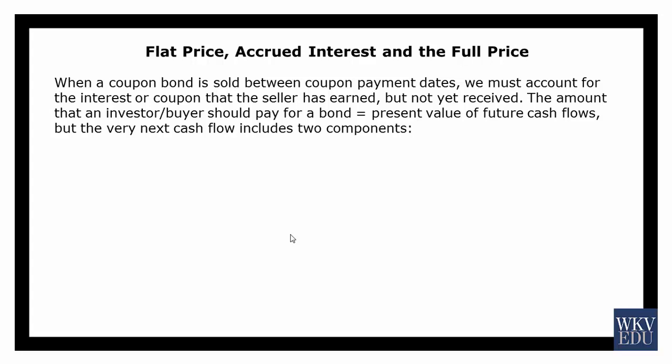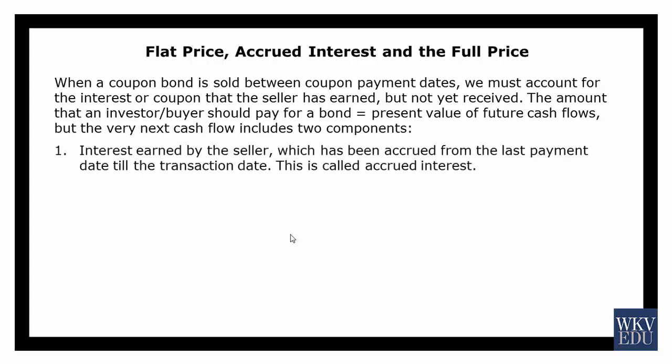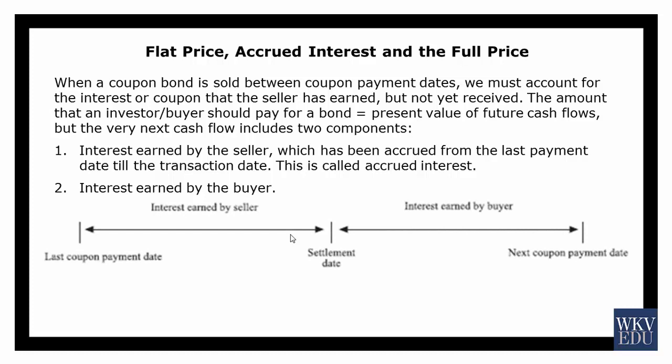The amount that an investor or buyer should pay for a bond equals the present value of the future cash flows. But the very next cash flow, the next coupon payment, includes two components: firstly, interest earned by the buyer, and secondly, interest earned by the seller. The interest earned by the seller is known as the accrued interest. It is accrued because it has been accrued from the last payment date till the transaction date. This timeline illustrates the same.